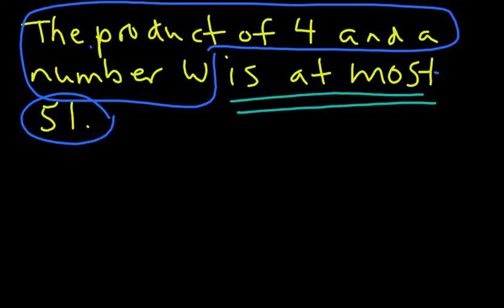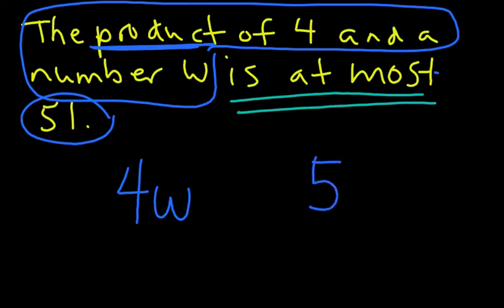What does product mean? Product means multiply. So the product of 4 and a number W, well, that's 4W. Okay, the last part is 51. Now we just have to decide which one of these 4 inequality signs will work. How do I know it's an inequality? Because it says is at most, is at least. All of those are inequalities.